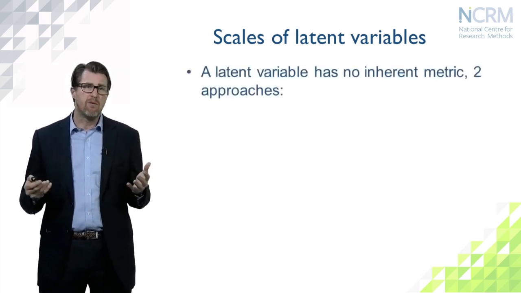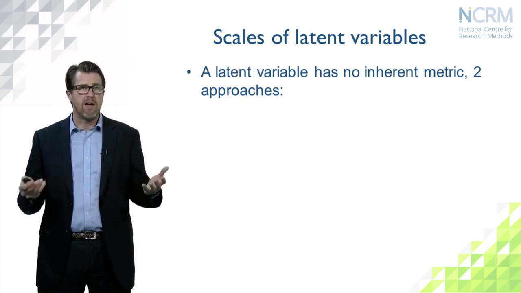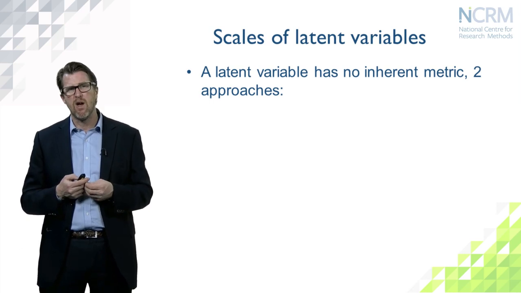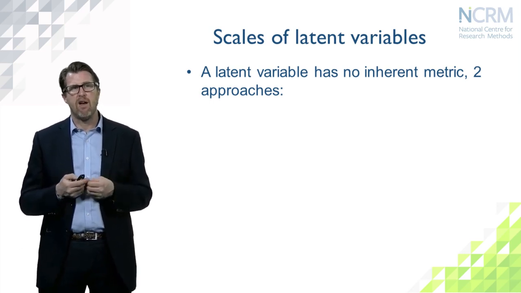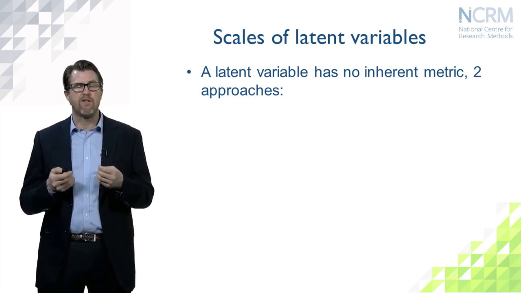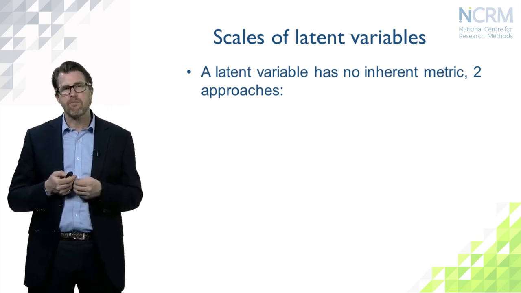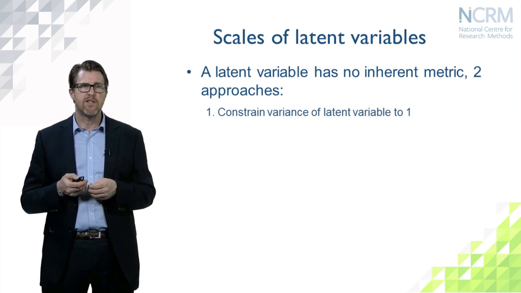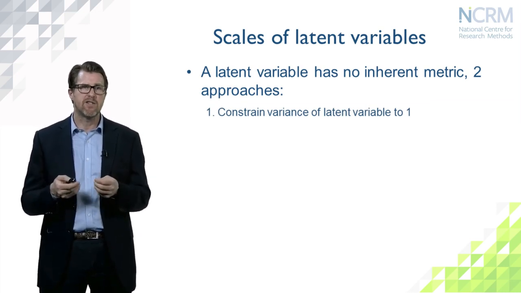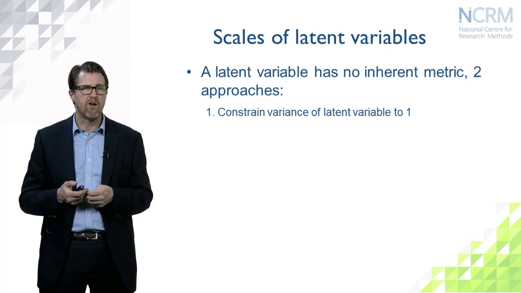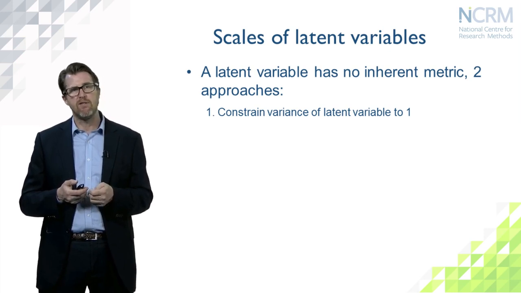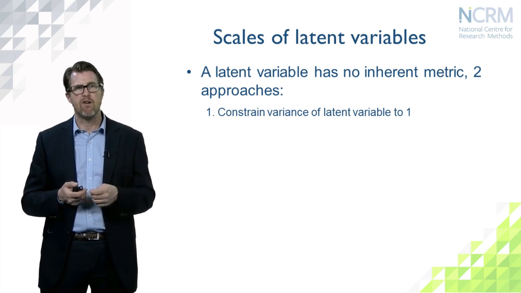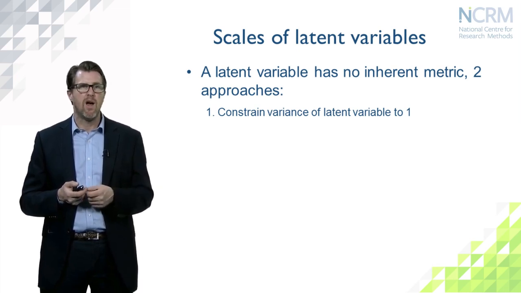For a latent variable, we don't have any metric. It is an unobserved variable. It's a hypothetical variable, so it doesn't have a metric on its own. We have to give it one. And there are two ways that this can be done. The first is to essentially produce a standardized solution so that all variables are measured in standard deviation units. This can be done by constraining the variance of the latent variable to one.